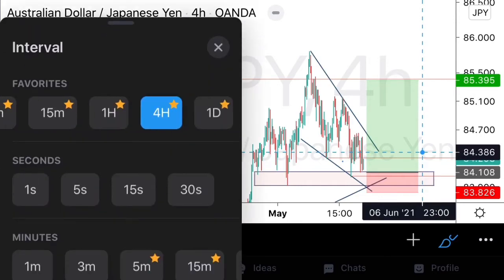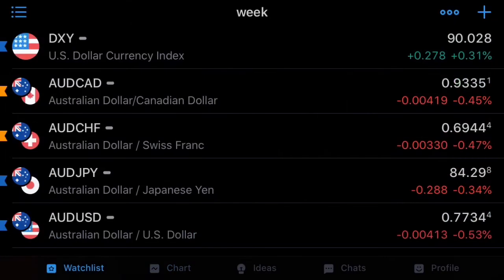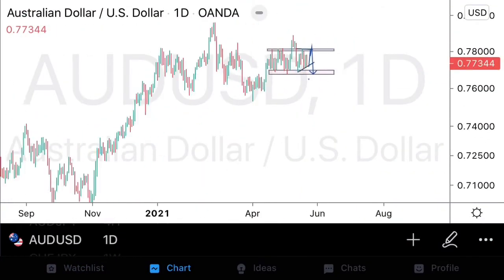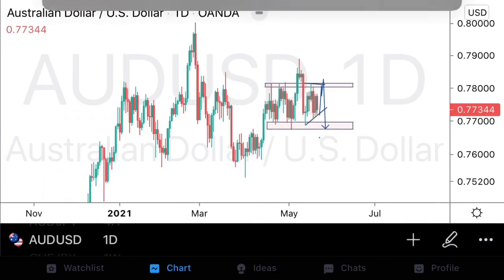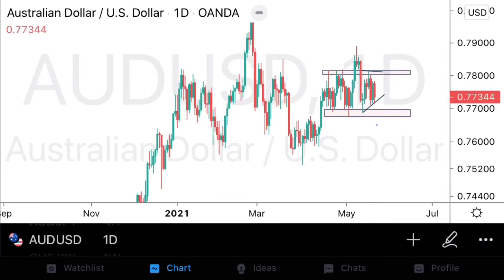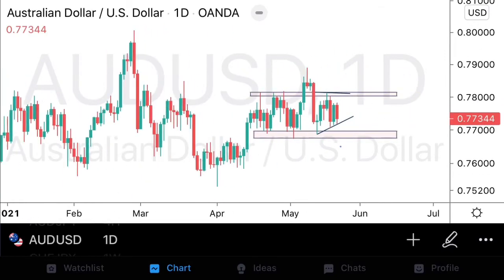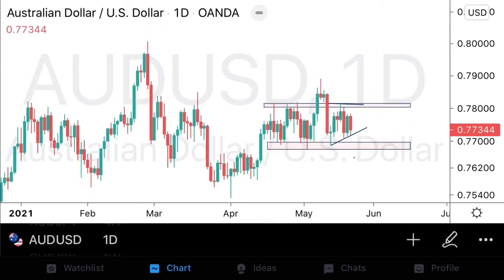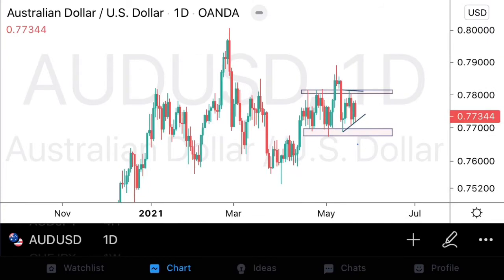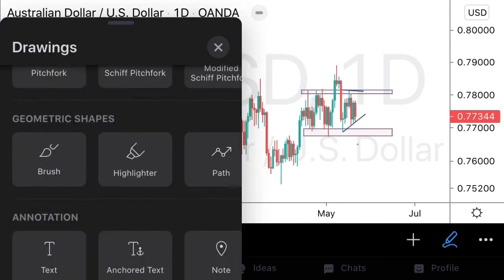Let's go on to Aussie dollar. So guys, on Aussie dollar, we are looking at the most recent price action. So guys, most recent price action, if we just identify structure, we can see that we have a sort of larger impulse correction impulse structure. Let me draw this out for you.